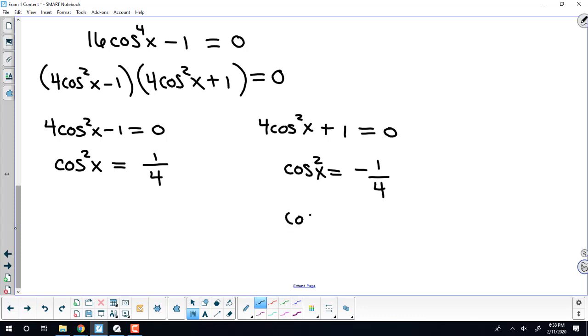Yeah, just look at it like this. This is cosine quantity squared. If I square anything, it's never negative. So that doesn't contribute to anything. It's this one that contributes. So we have when does cosine equal plus or minus 1/2?